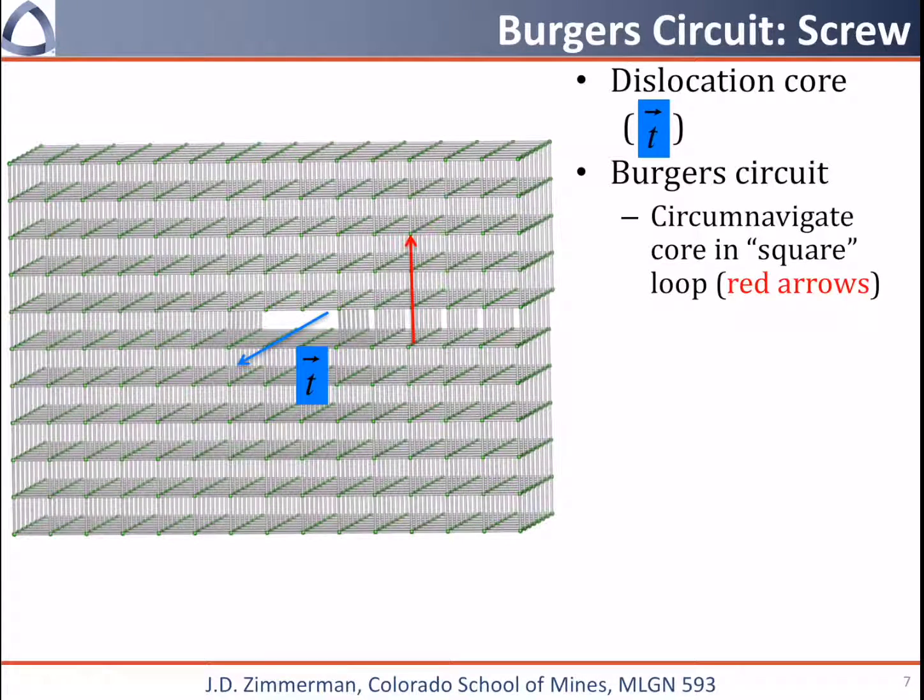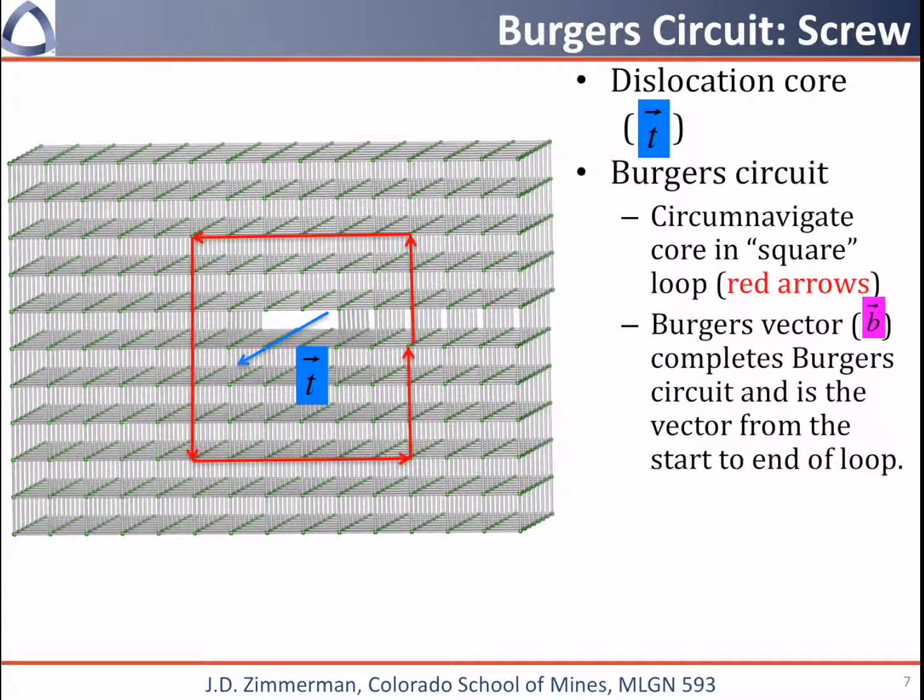I'm going to pick a starting point, and then go up by 3, left by 1, 2, 3, 4, 5, 6, down by 6, right by 6, and up by 3. And we can see that in this case the arrows again did not meet up, and that's because we surrounded a dislocation core. The Burgers vector is going to be hard to see on this diagram, but I'm going to draw it in pink again, from the start of the red arrows to the end of the red arrows, just right here.